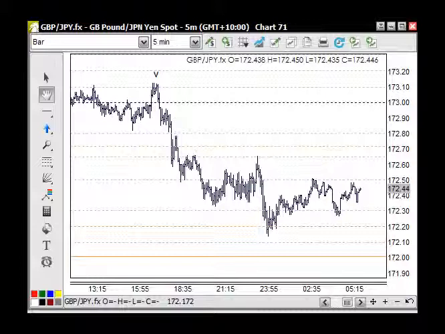Alrighty, that's it. So not a lot going on, but that US dollar pushing higher. Keep an eye on that, and that would be the catalyst for other moves in other places.